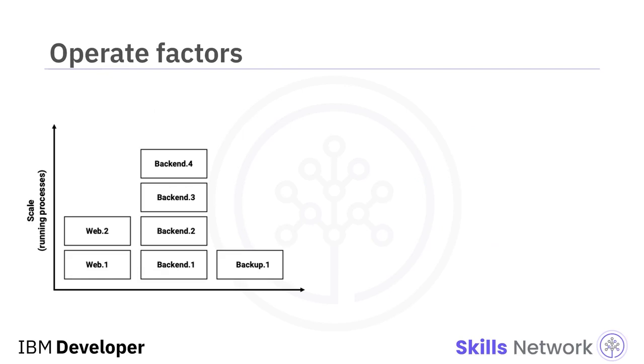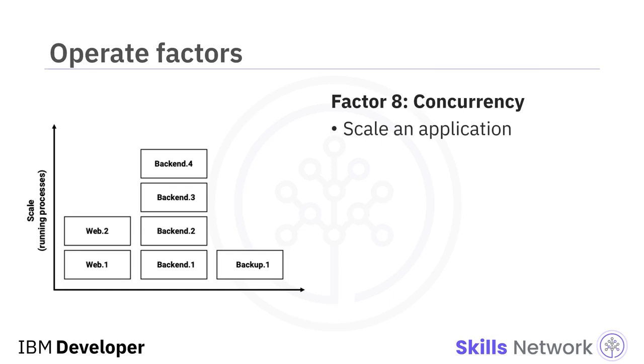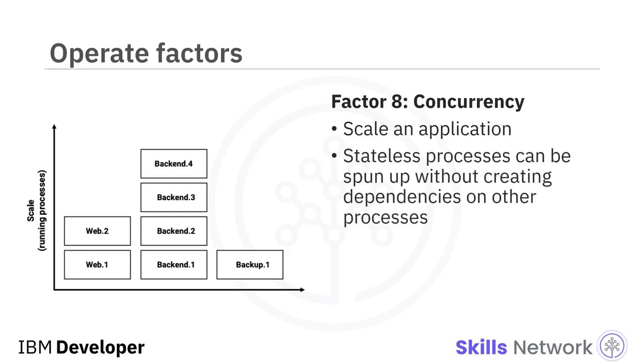Next are the operate factors. Let's begin with Factor 8, concurrency. An application runs concurrent processes to handle the increasing load. And since processes are stateless and share nothing, an application can start additional processes to scale horizontally and handle additional incoming requests without creating interdependencies among processes.